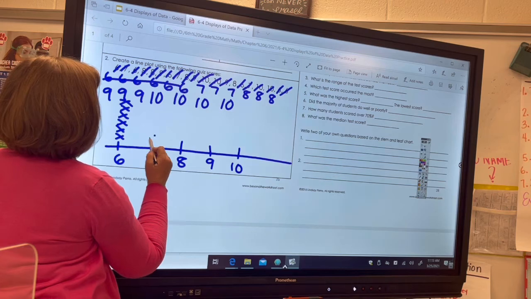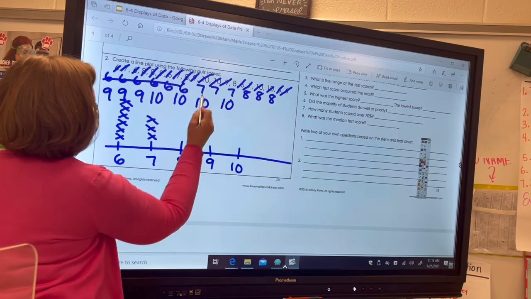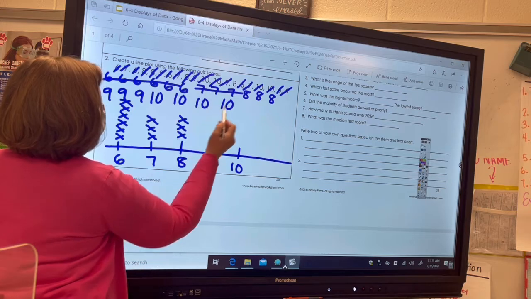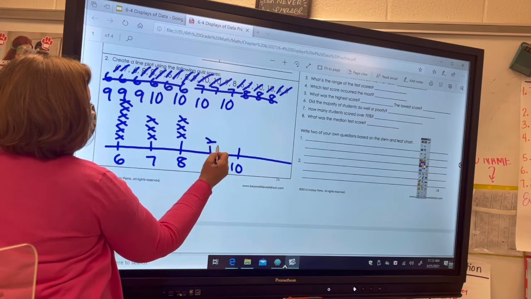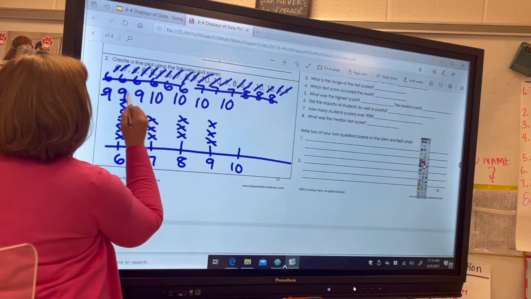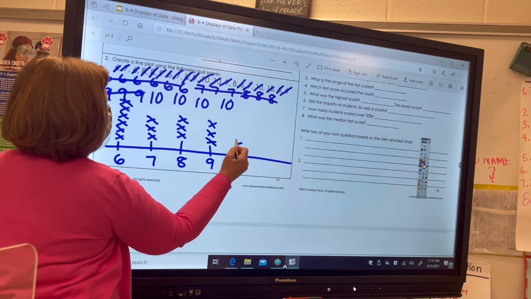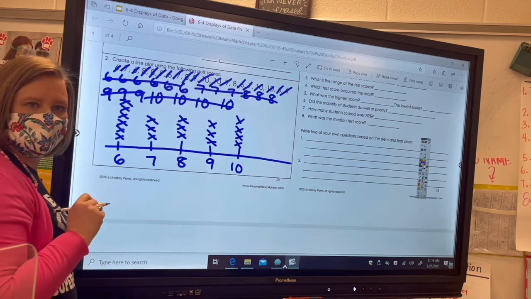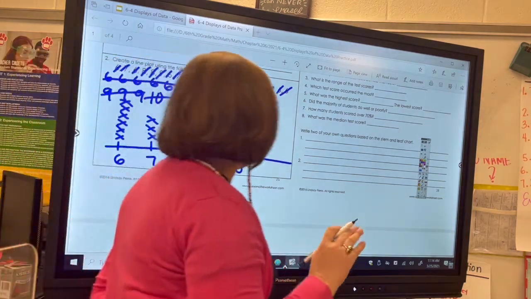1, 2, 3. 1, 2, 3. 1, 2, 3. 1, 2, 3, 4. 1, 2, 3, 4. Could we have put dots? Yep, doesn't matter which one we do.